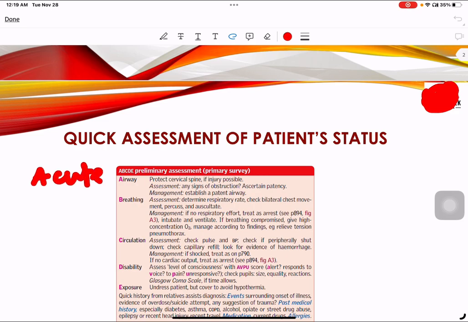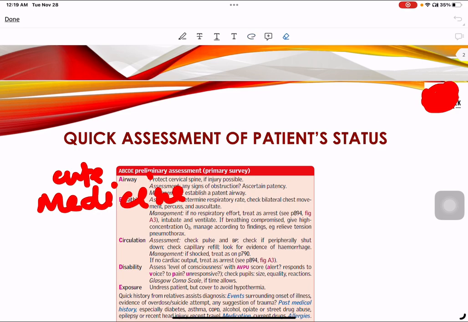Acute medicine. Today we will discuss acute medicine. This is a very important chapter in internal medicine. Every student must know details about acute medicine.